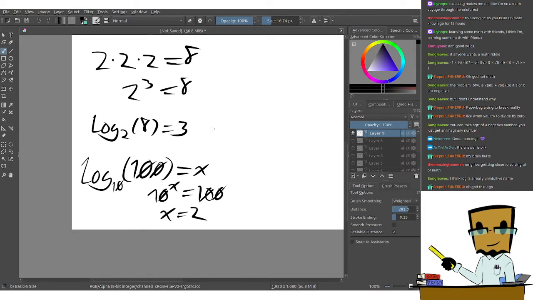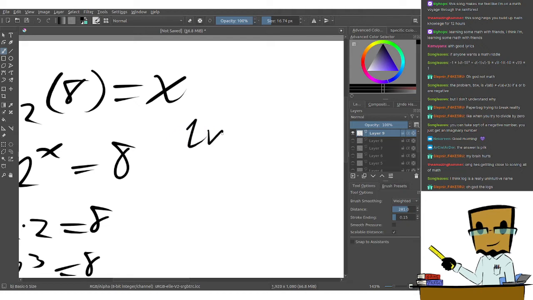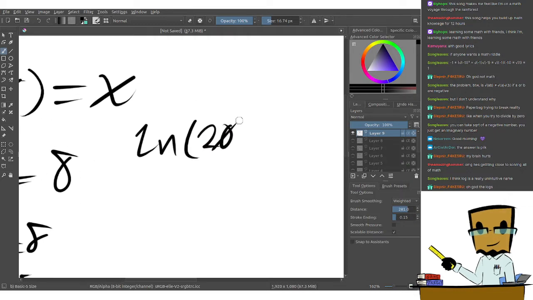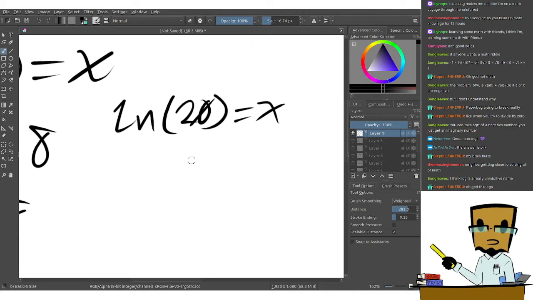But there's also the natural log. You see ln of, I don't know, 20. I'll Google the answer for that one. This is e, which is some stupid number. And so e to the power of x equals 20.